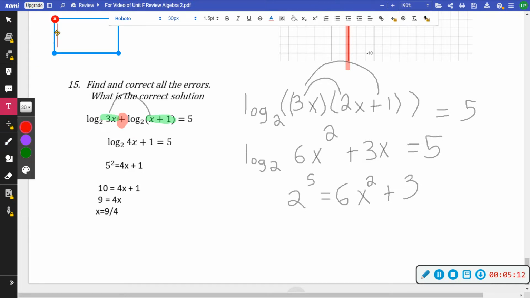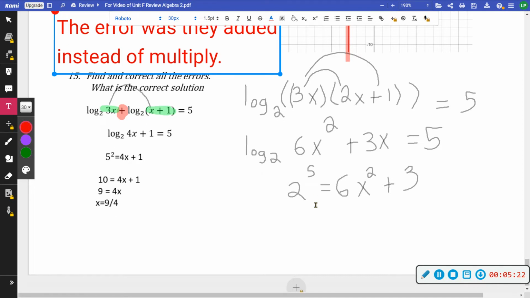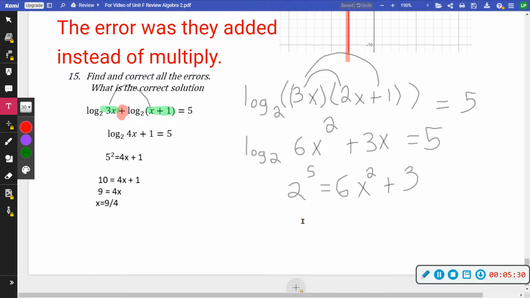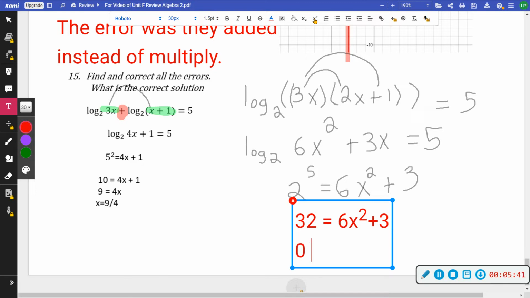The error was they added instead of multiply. Now we're working on fixing the mistake. 2 to the 5th is 32. So I get 32 equals 6x squared plus 3. And now I would move the 32 over, and I get 0 is 6x squared. And then I would take 3.